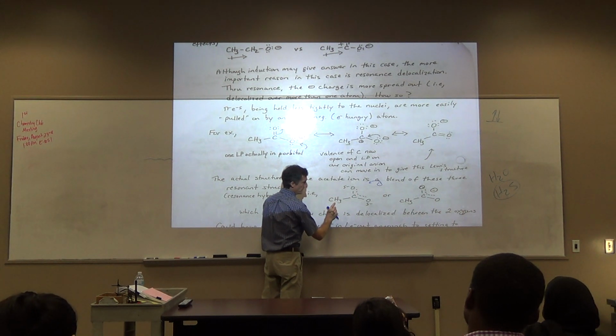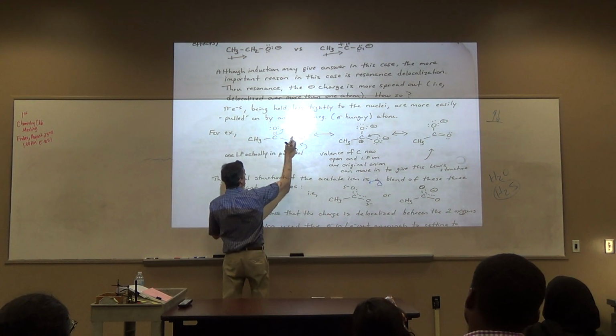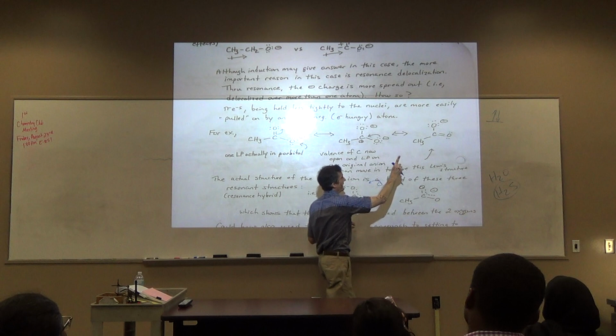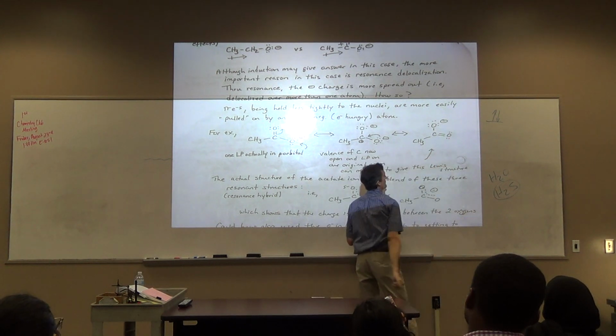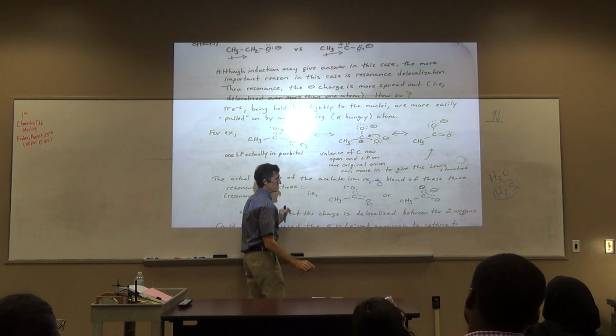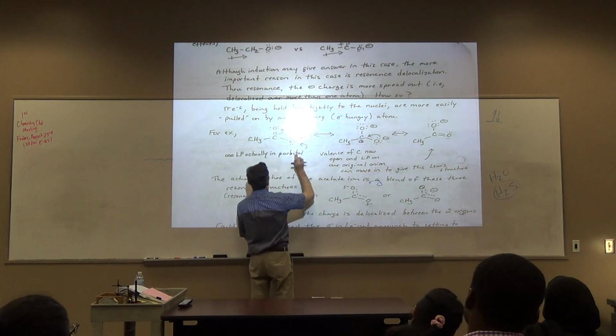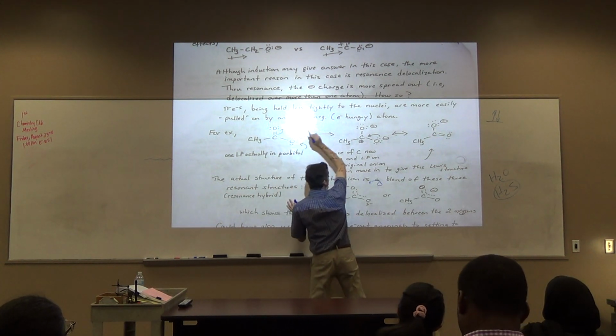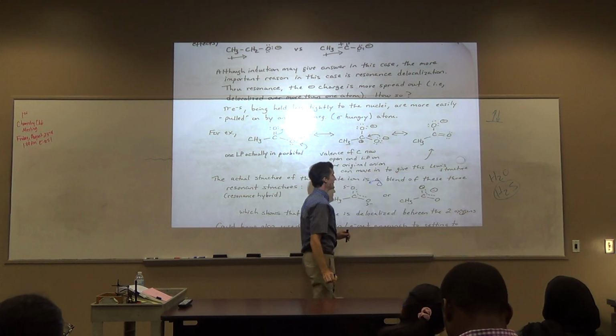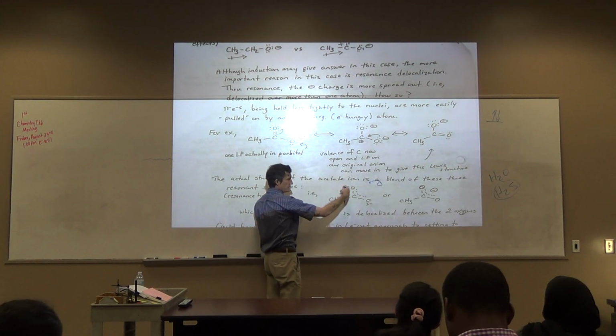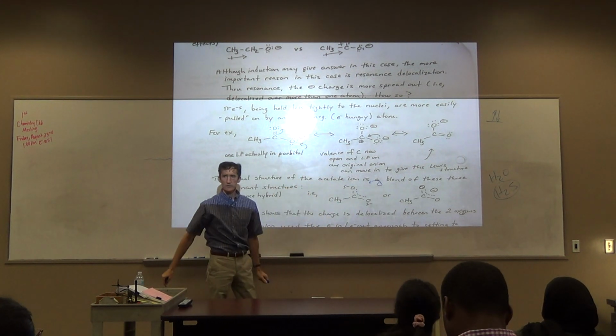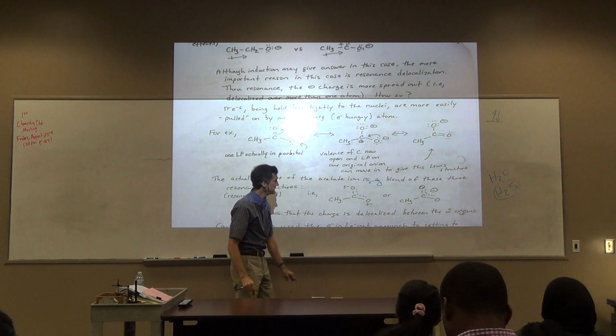1.5 a bond. What's the average of minus and neutral? Half minus. That's why I got a half minus here. What's the average of neutral and minus? Same thing. This is a blend of our resonance structures. This is called your resonance hybrid.